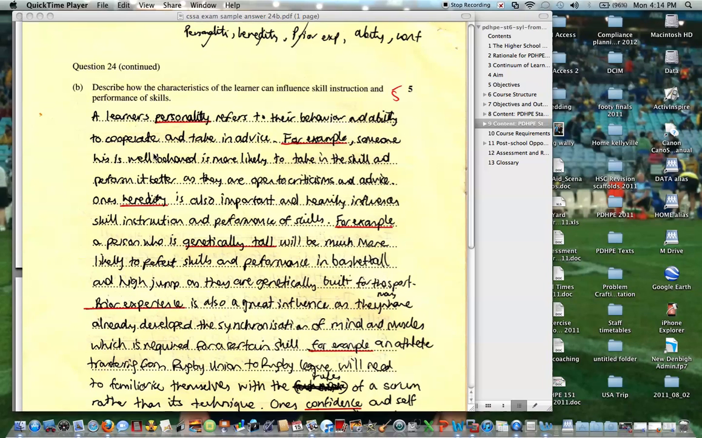Boys, question 24, part B. Ask students to describe how the characteristics of the learner can influence skill instruction and performance of skills.